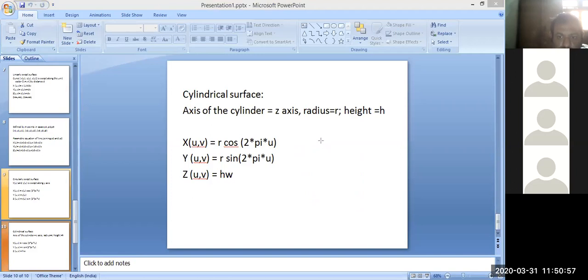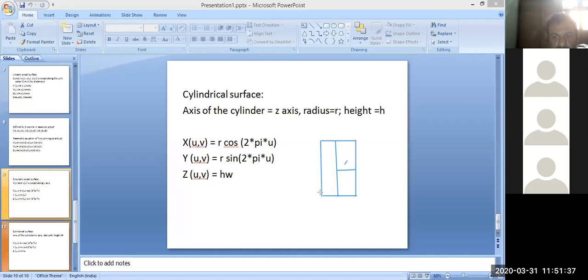So you want to generate the cylinder like this. Okay, the radius. If the radius is R, this radius is R, and the x-axis. This is the axis of the cylinder. This is the cylinder along the z-axis.